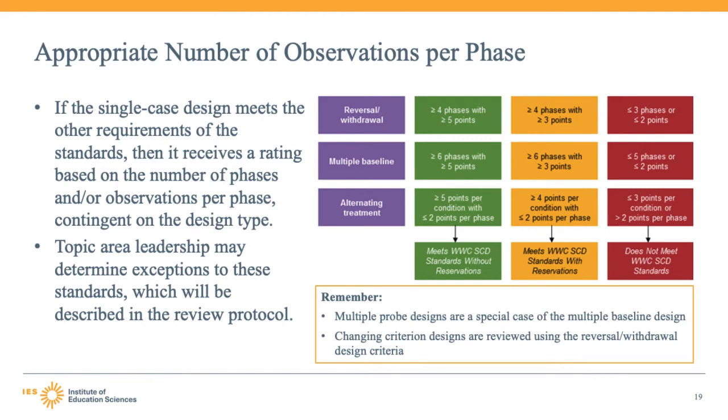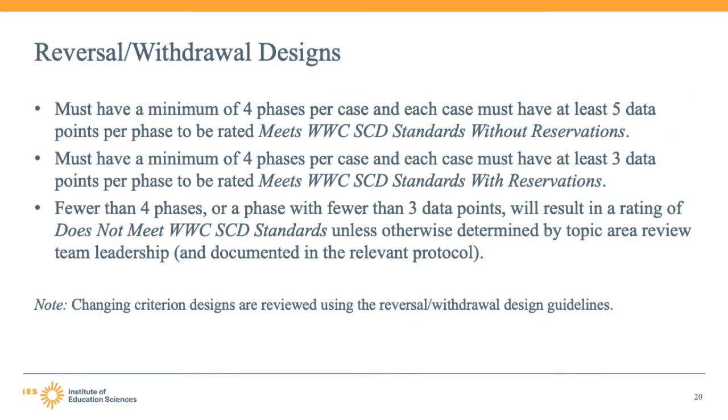Of note, in some cases, WWC topic area leadership may determine exceptions to these standards, and in that event, any exceptions to these standards would be described in a review protocol. For treatment reversal or withdrawal designs or changing criterion designs, a design must have a minimum of 4 phases per case and 5 data points per phase to be rated meets WWC SCD standards without reservations. To be rated meets WWC SCD standards with reservations, reversal or withdrawal or changing criterion designs must have a minimum of 4 phases per case and at least 3 data points per phase.